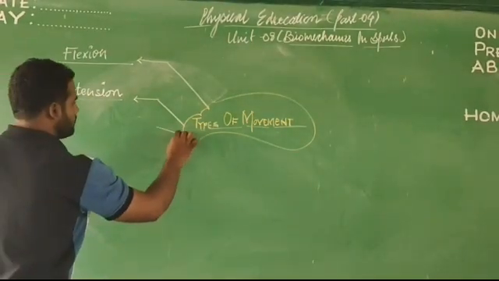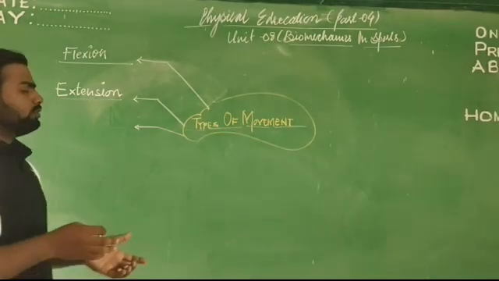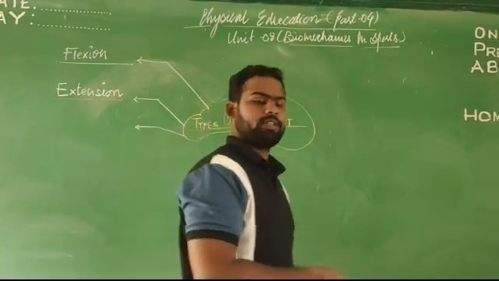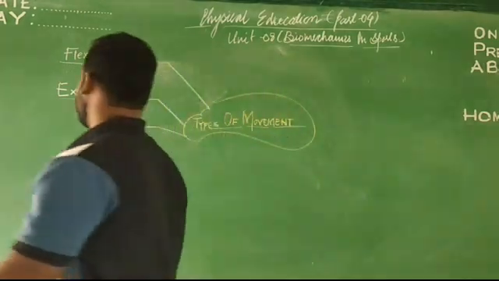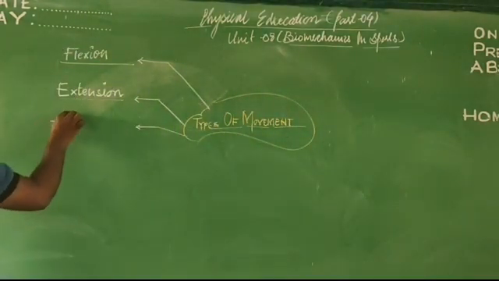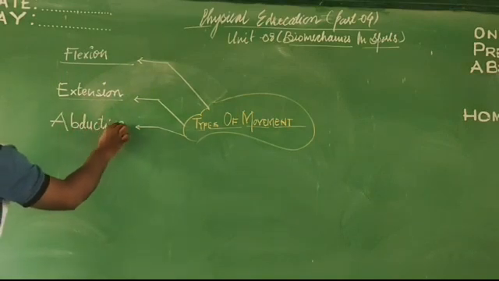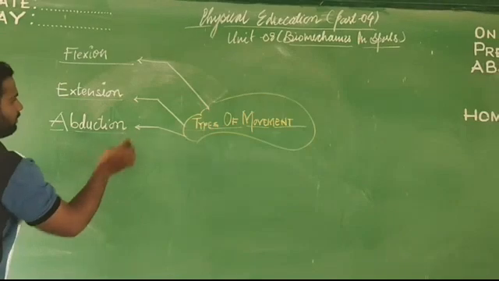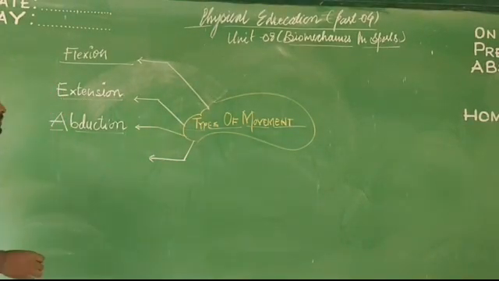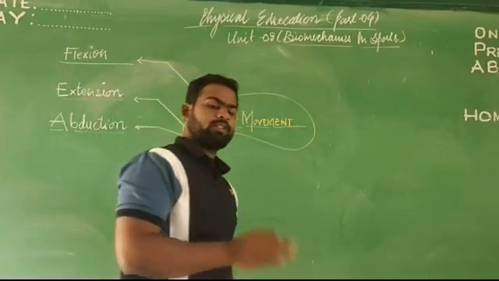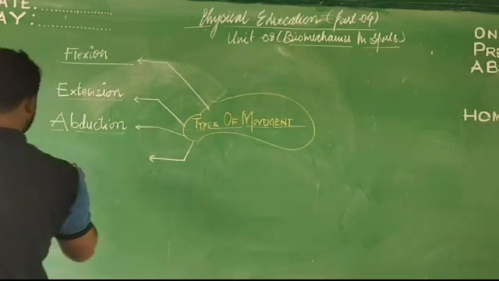Let's come to the next. What's the next point? First was flexion, extension, abduction. A-B-D-U-C-T-I-O-N. Abduction. Next thing, adduction. Flexion, extension, abduction, now adduction.